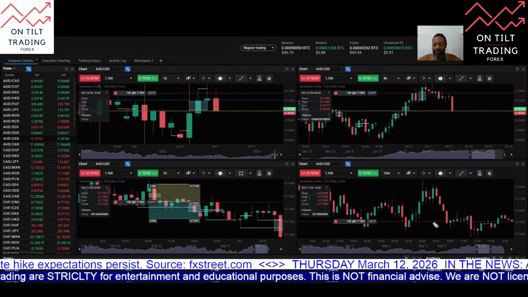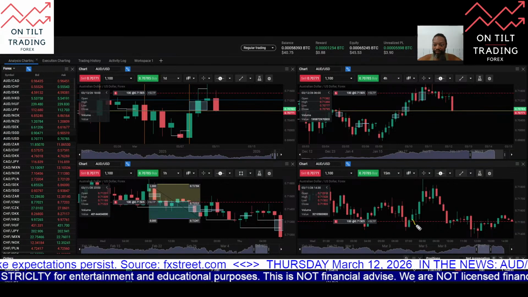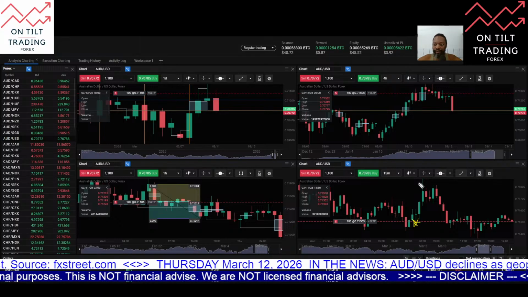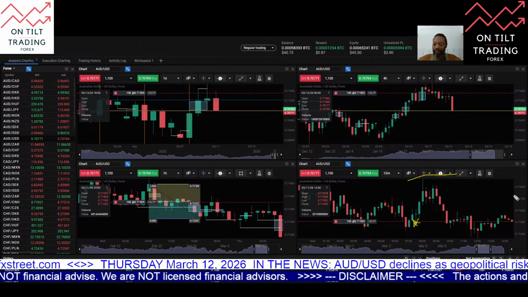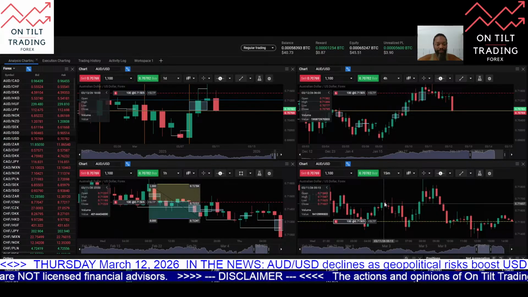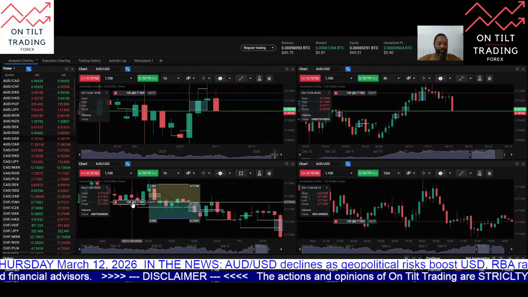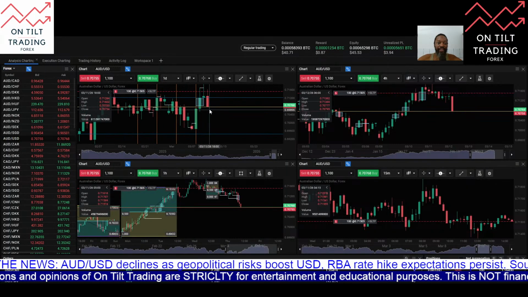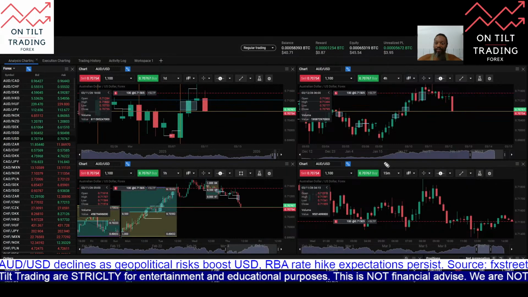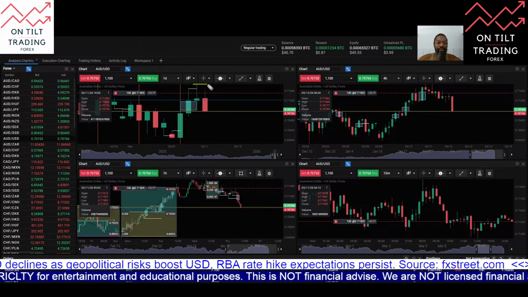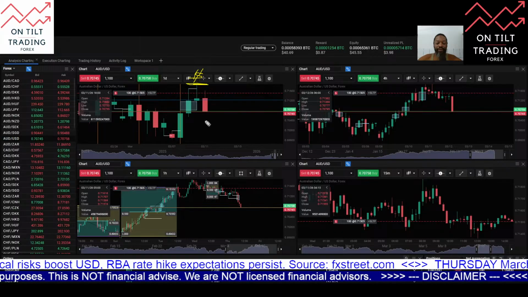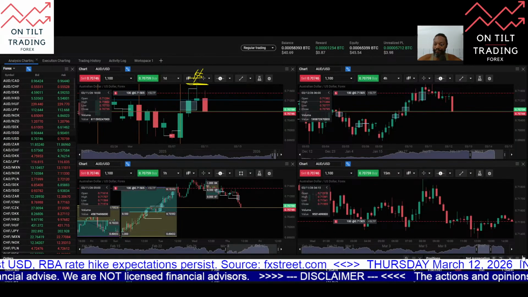So I set my entry on this 15-minute swing low right here, and then the stop loss right above this swing high here. You don't see it here, but stop loss above this daily swing. So my stop loss is here, resting in this liquidity pool above yesterday's high.